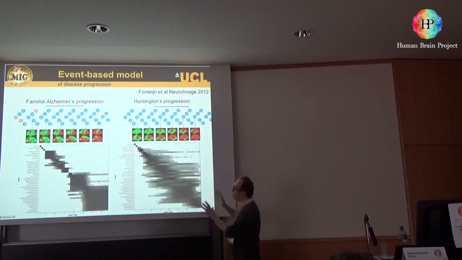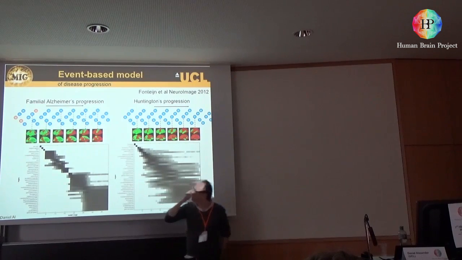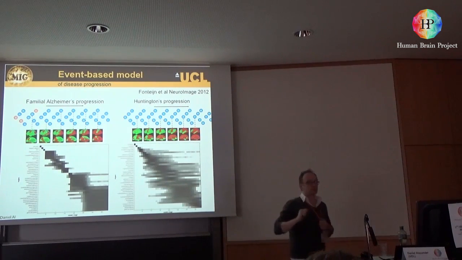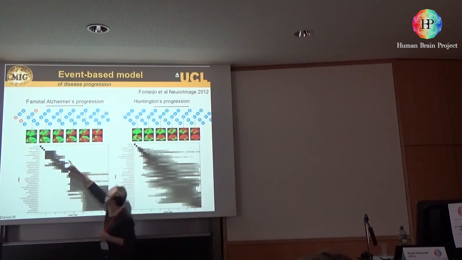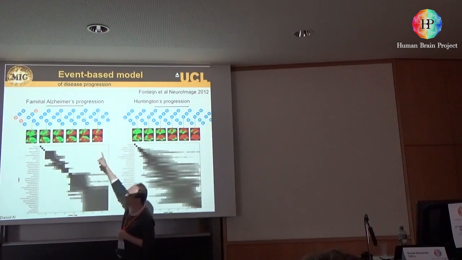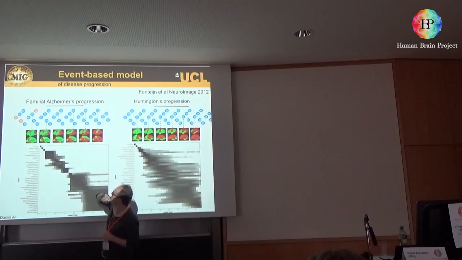So these were the first results we got from using this model. The set of events were the appearance of atrophy in lots of different cortical brain regions. So the output is a list of brain regions in which atrophy occurs, ordered by the time that atrophy occurs.